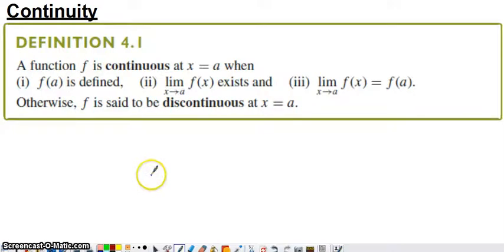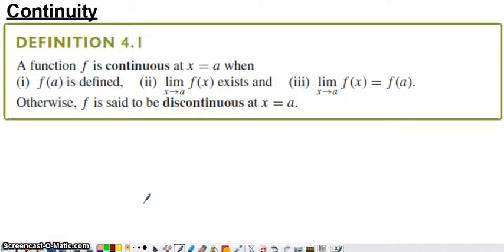So I wanted to put together a video to discuss the definition of continuity. Continuity, or a function being continuous, is a concept that you've spoken about in a past math class most likely, and what you've likely said is any graph that you can draw without lifting your pen or pencil from the page is continuous.